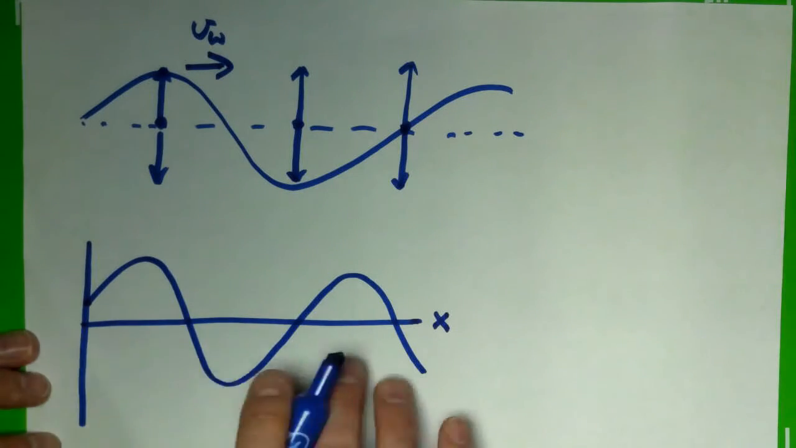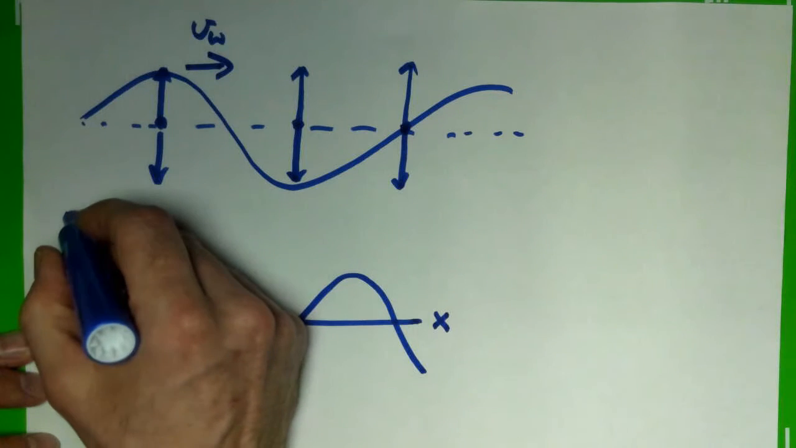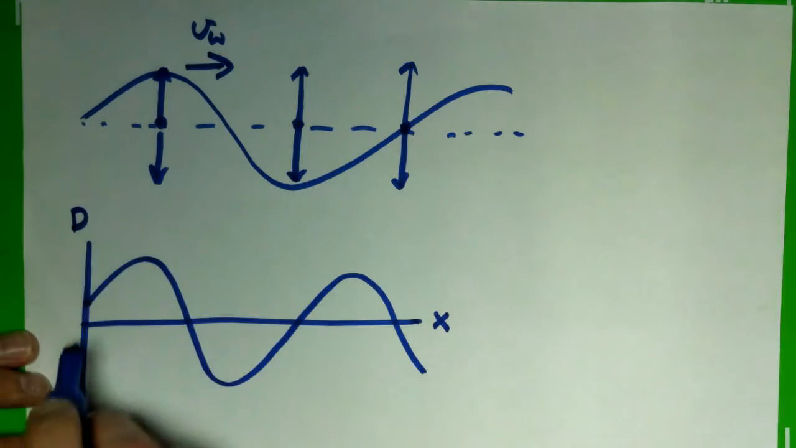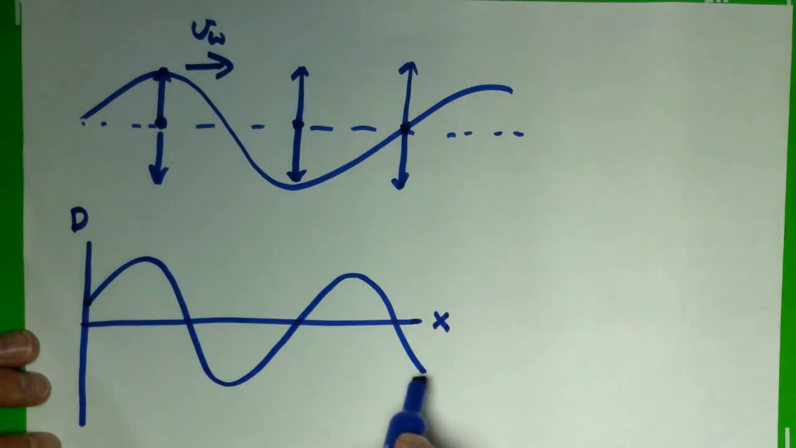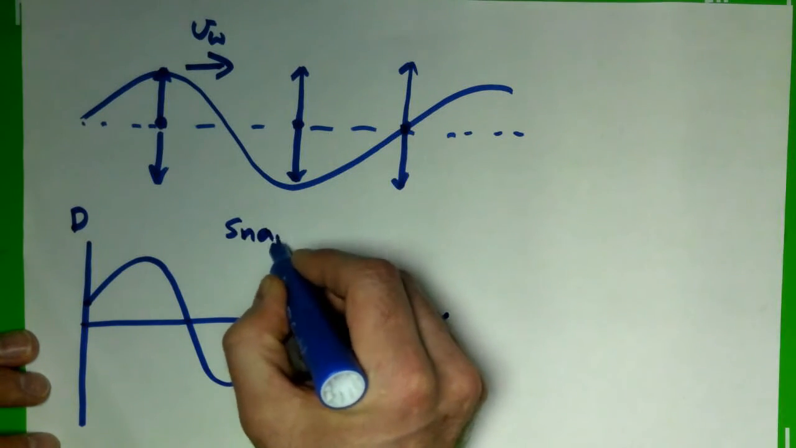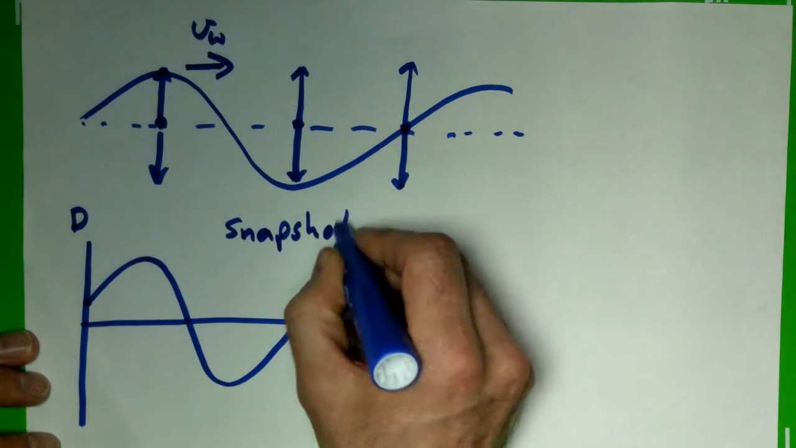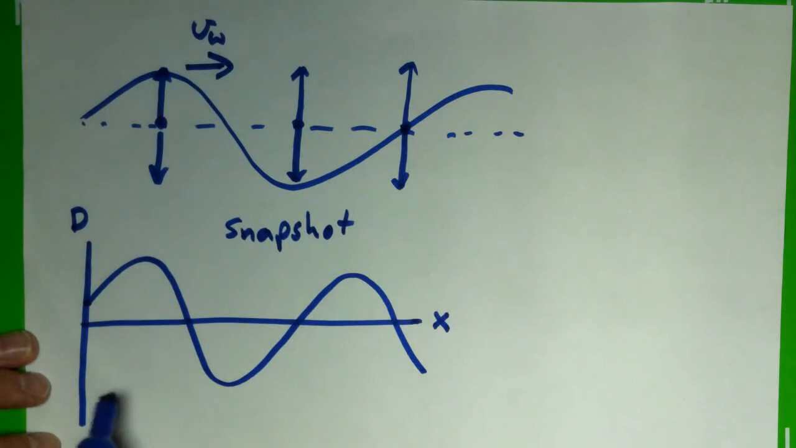This might be a string. I'm seeing the entire string, but at one point in time. And so this would be the displacement of that string as I look at the entire string. This is a snapshot graph. It's like taking a picture. That's what we call a snapshot graph. Okay, so we get all the information at some specific time.